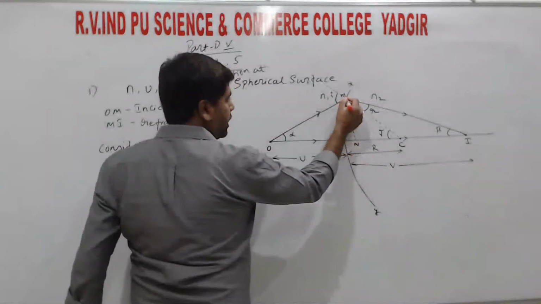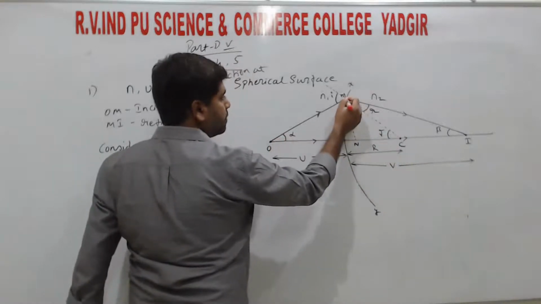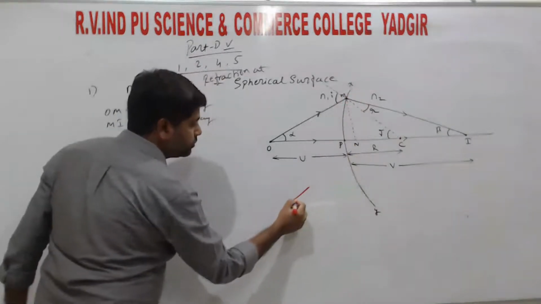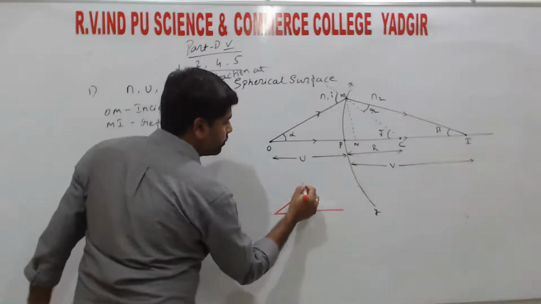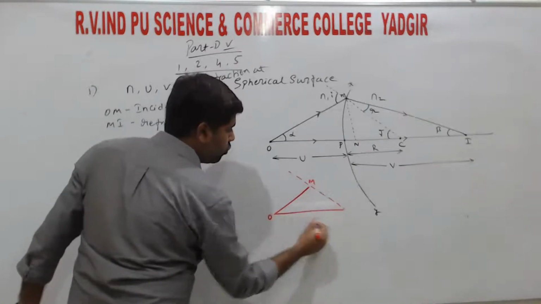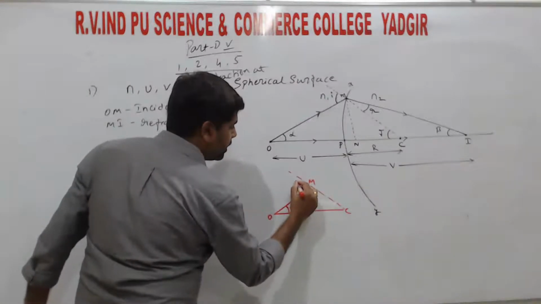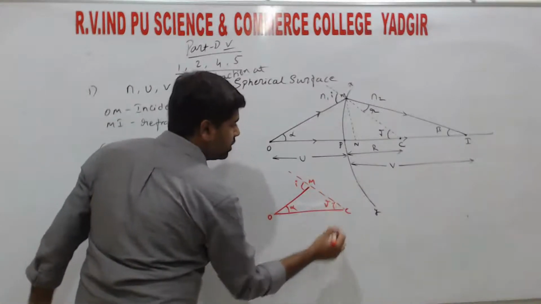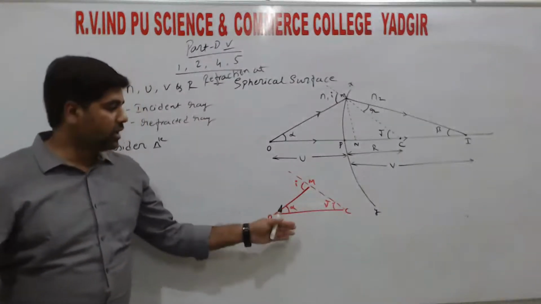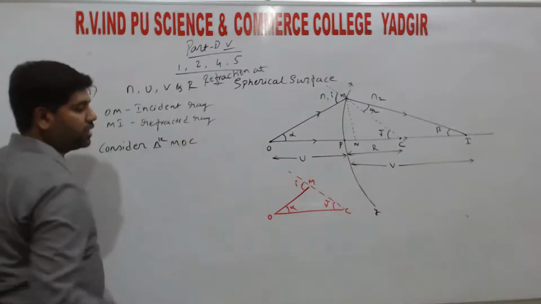This triangle MOC. Here is the angle alpha, angle i, and here is the angle gamma. This example is not necessary to write, it is just so you understand. So consider the triangle MOC.